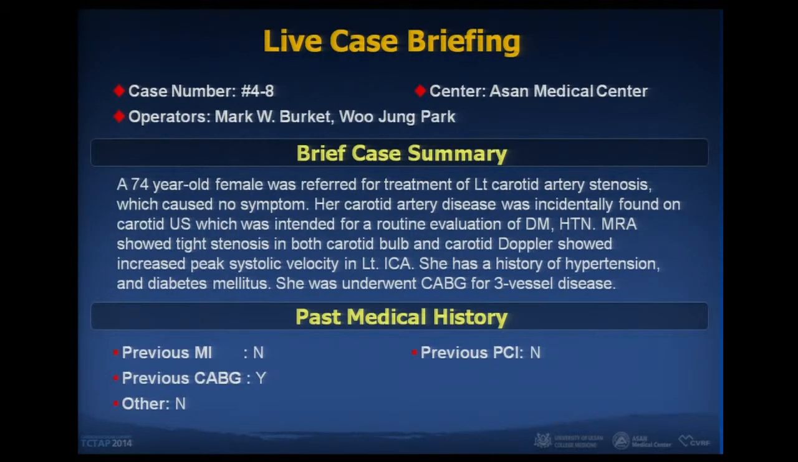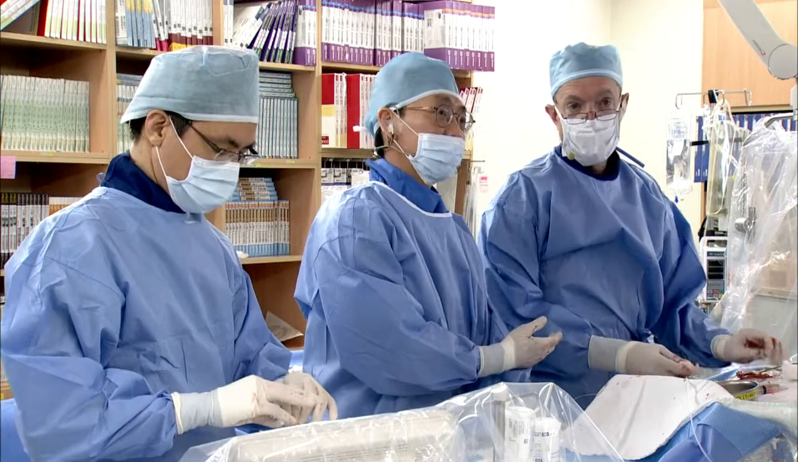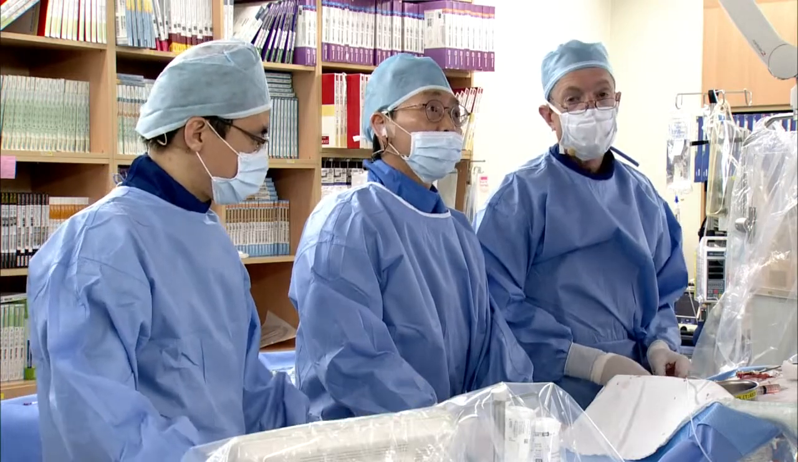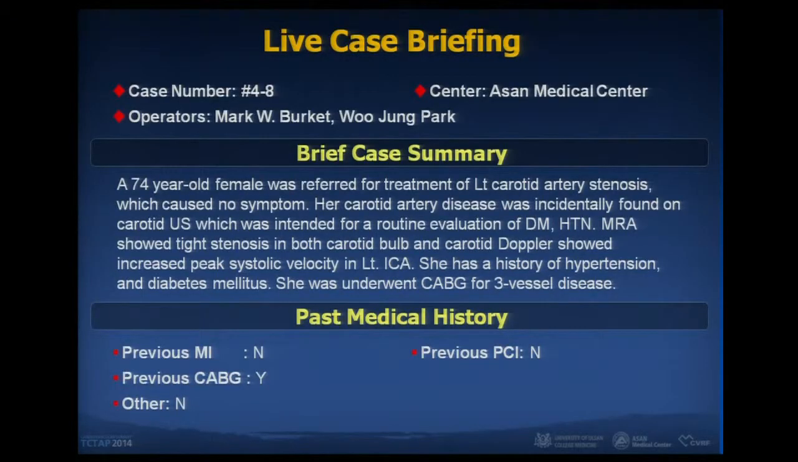Good morning, everybody. This is the famous Dr. Burket. I'm Dr. Park from Harlem Medical Center. I will introduce the case. A 74-year-old female was referred for asymptomatic left carotid artery stenosis. Her carotid disease was incidentally found on carotid sound and was intended for routine evaluation. MRA showed a tight stenosis in both carotid bulbs, and carotid Doppler showed increased peak systolic velocity in the left ICA. She has a history of hypertension and DM. She underwent CABG for 3 vessel disease.